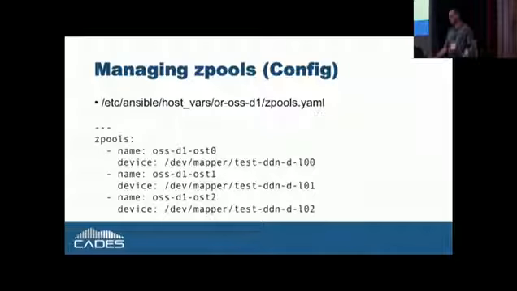So an example with managing the Z pools. In this case, for the config format, what we've done is set it up so for a specific host, you have a zpools.yaml config file, and in it you simply list all your Z pools. You can give them a name, and then you list the device. And here the device name is simple. We have DDN storage, so we have sort of one pool per LUN.